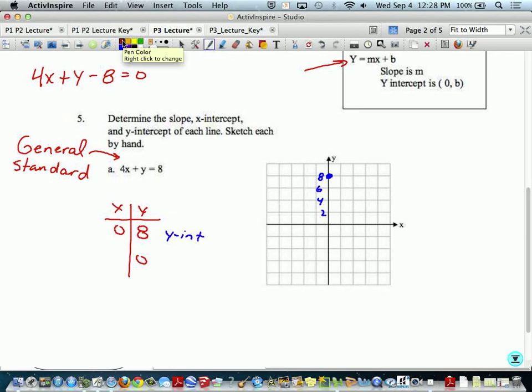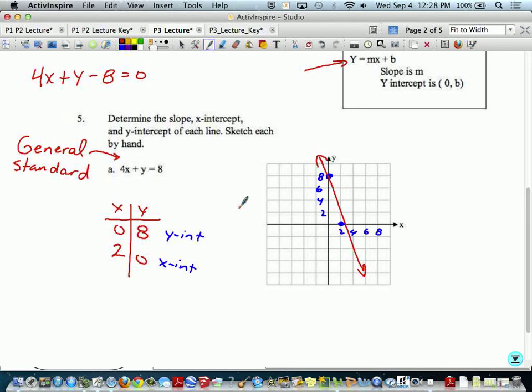2. So if y is 0, you have to divide by 4. And that is the x-intercept. So I'm just going to go the same scale, 2, 4, 6, 8. So we kind of have a straight line right there.